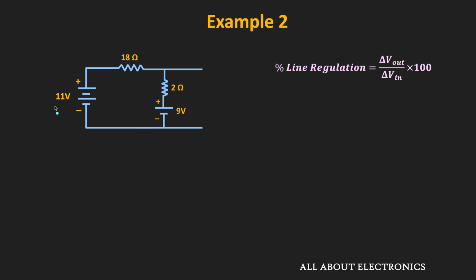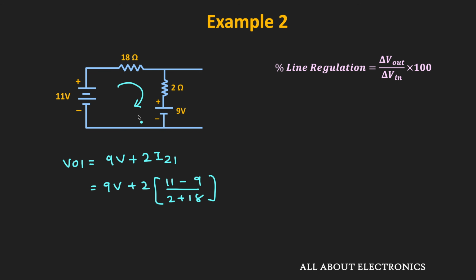Whenever the supply voltage is equal to 11 volt, at that time let's say the output voltage is equal to VO1. So here this VO1 is equal to 9 volt plus 2 times IZ1. And here this IZ1 can be given as (11 volt minus 9 volt) divided by (2 ohm plus 18 ohm). That is this current. So we can say that here this VO1 is equal to 9 volt plus 2 times 2 divided by 20 ohm, and that is equal to 9.2 volt. So in this way we got the value of VO1.